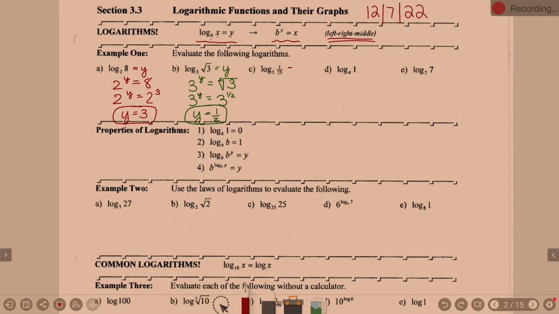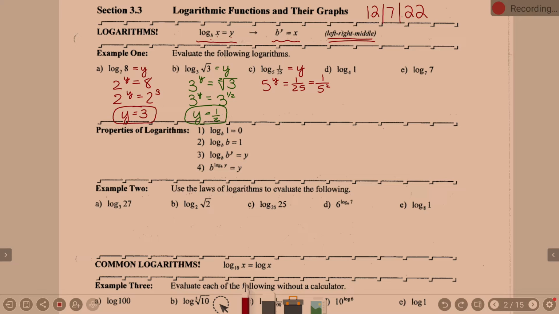C. Log base 5 of 1/25. I just made it equal to y. So if we rewrite this, it's going to be 5 to the power of y equals 1/25. What do you know about 25? Well, it's a perfect square. 1/25 is 1/5 squared.